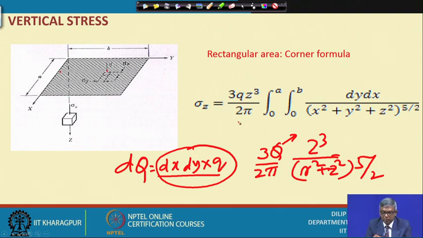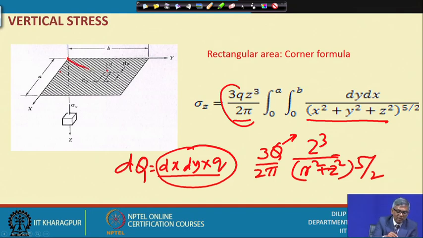If you substitute this, you can see 3q by 2 pi will be there, z cube will also be there, and the integral dy dx. Here, instead of r square plus z square, if I go back to the coordinates, r is nothing but the square root of x square plus y square. So if I substitute r by x and y, it will be the square root of x square plus y square, plus z square, and that is the algebraic function we get, which has to be integrated. This integration is not very simple, but you have to substitute two or three times, integrate once for x and then integrate for y. So, you have to integrate twice.